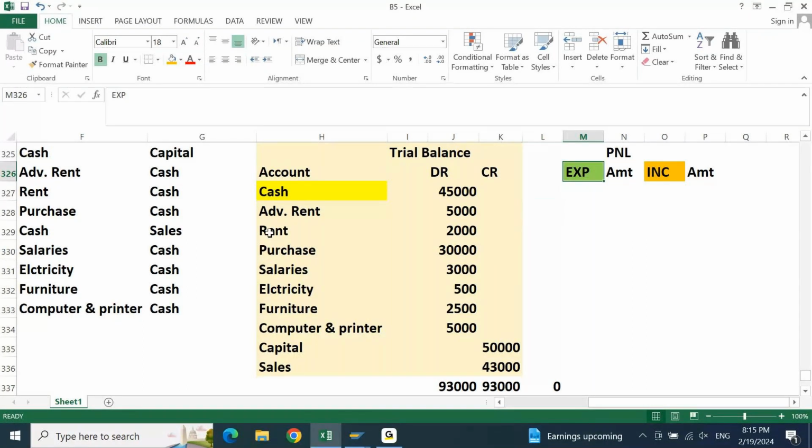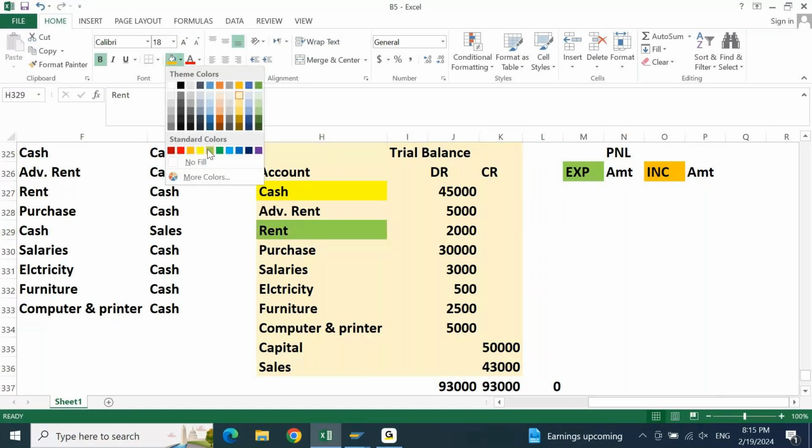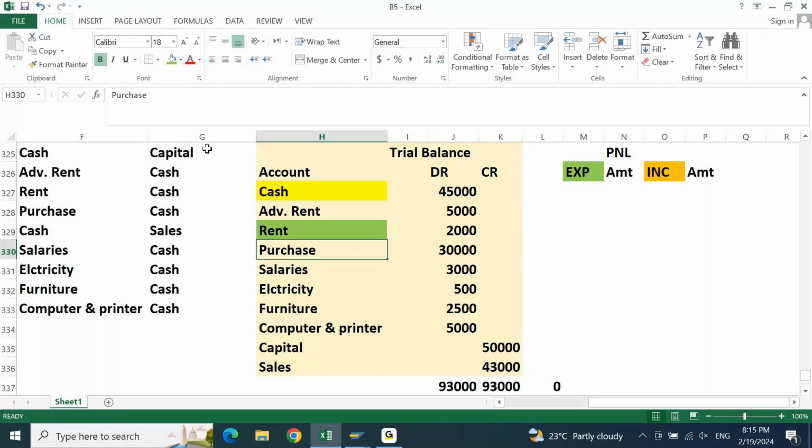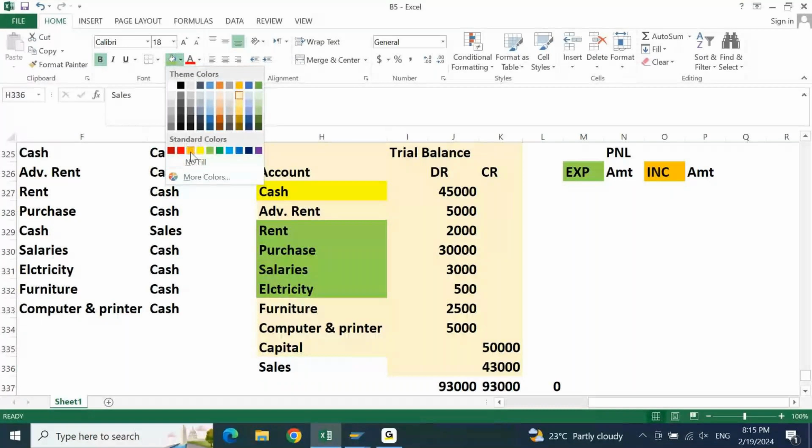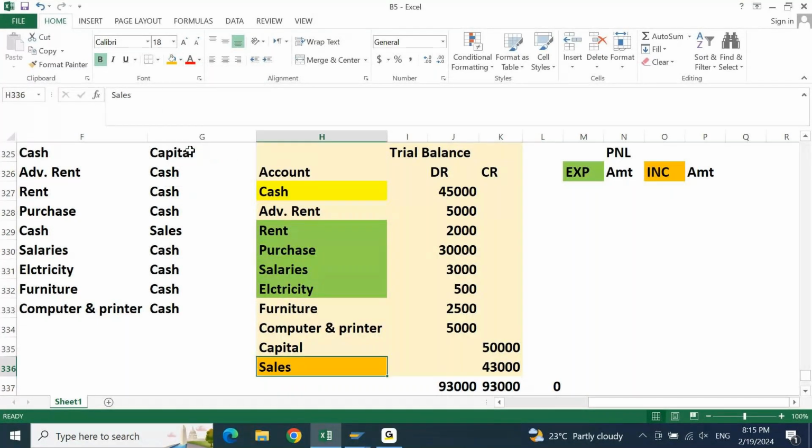Rent is an expense. I will put this color. Purchase is an expense. Salary is an expense. Electricity is an expense. Only 4 expenses are there. Next one, I have income. Income, I have only sales. Let me highlight income here. This is my income. Okay, this is what we have highlighted from the trial balance, expenses and income.